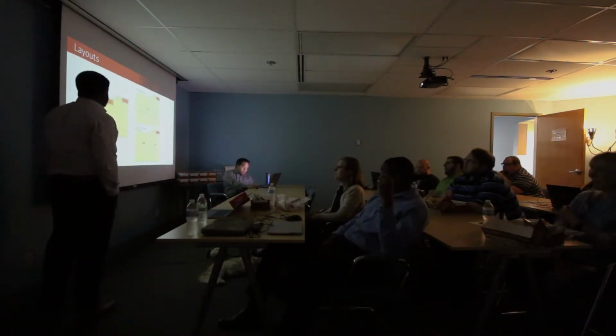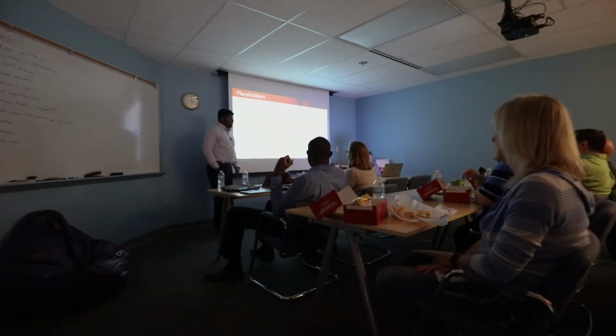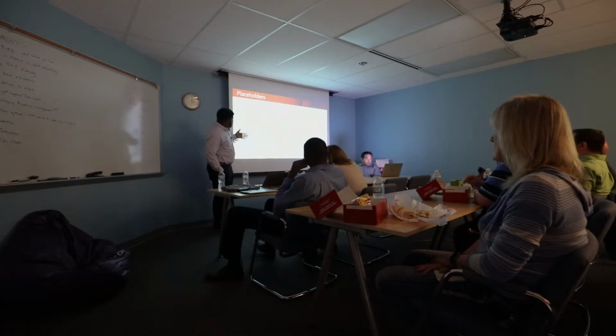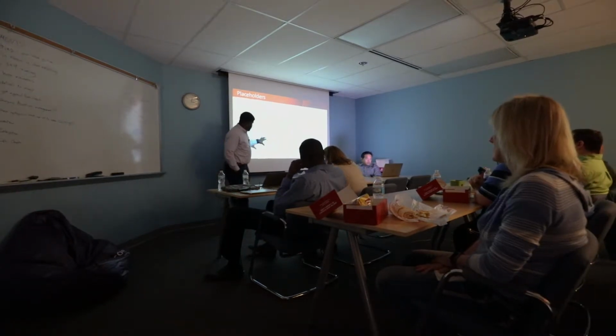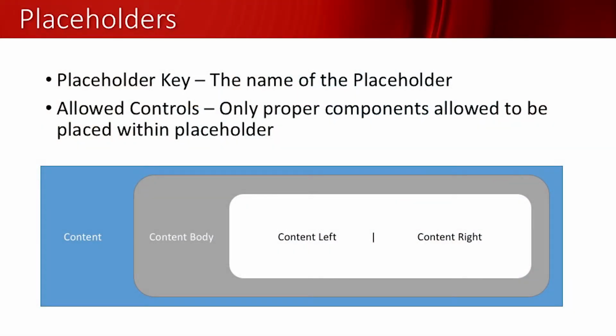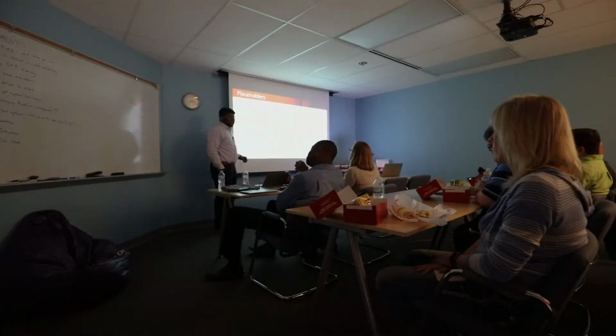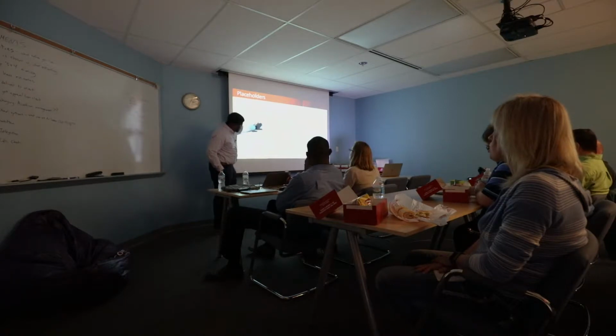And then placeholders, it's like placeholder inheritance. You want to make sure that you have a placeholder key, the name of the placeholder, so that your rendering can recognize it, as well as setting an allowed controls field to determine or restrict what content can be placed inside of this placeholder. So if you have a content placeholder here, you may want to only have design layouts that are allowed inside of that placeholder.